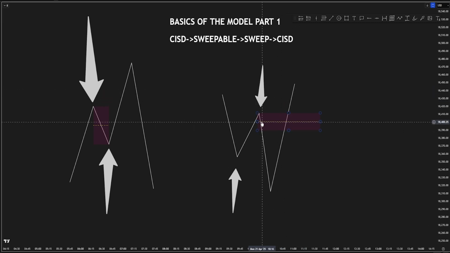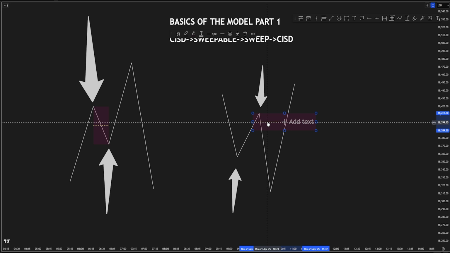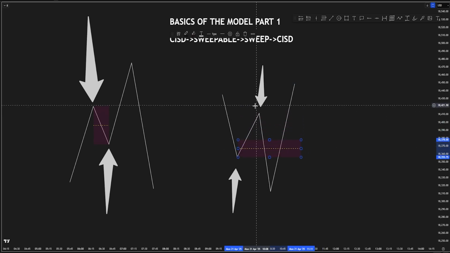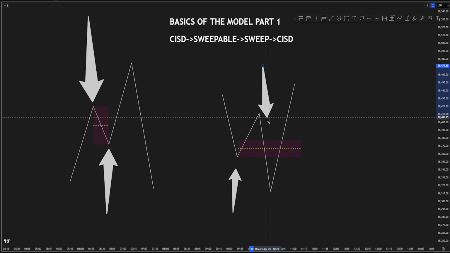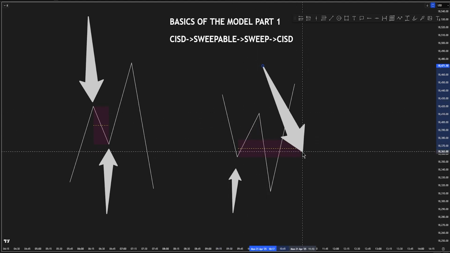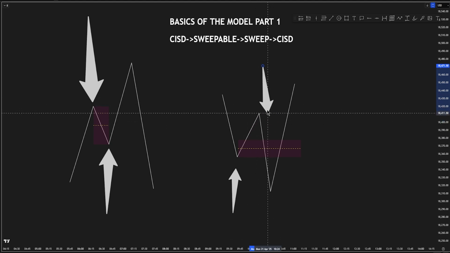Now, the breaker candle doesn't have to be up here on the edge. It can be on the lower side of things, but this swing high is the change in state of delivery. So we're not entering on the breaker candle per se. We're going to enter based off the change in state of delivery.